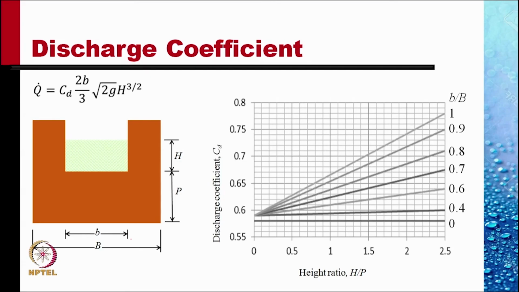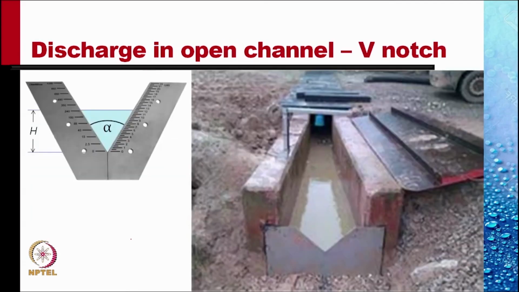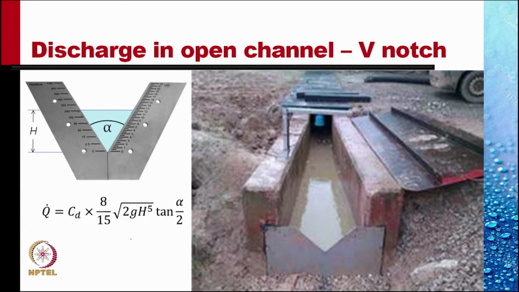This is only one design of a measuring weir. For the flow, we can have a triangular weir like shown in this picture. We can do exactly similar calculations, and we can find out that the flow rate in this case is given by Cd times 8 by 15 times the square root of 2g times H raised to the power 5 by 2 times tan(alpha by 2), where alpha is the angle of the V through which the flow takes place.